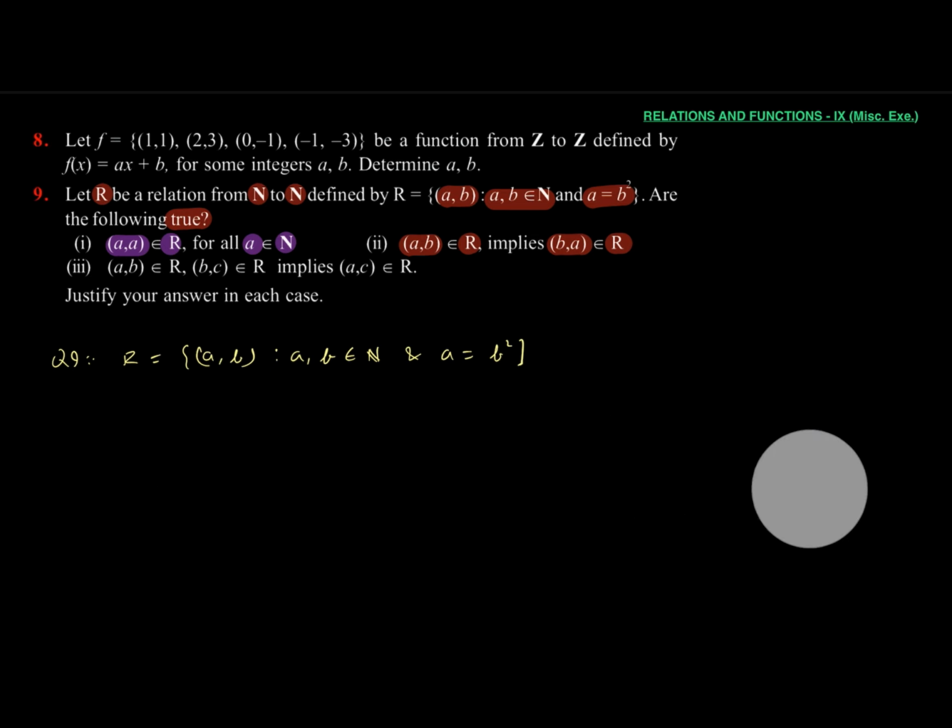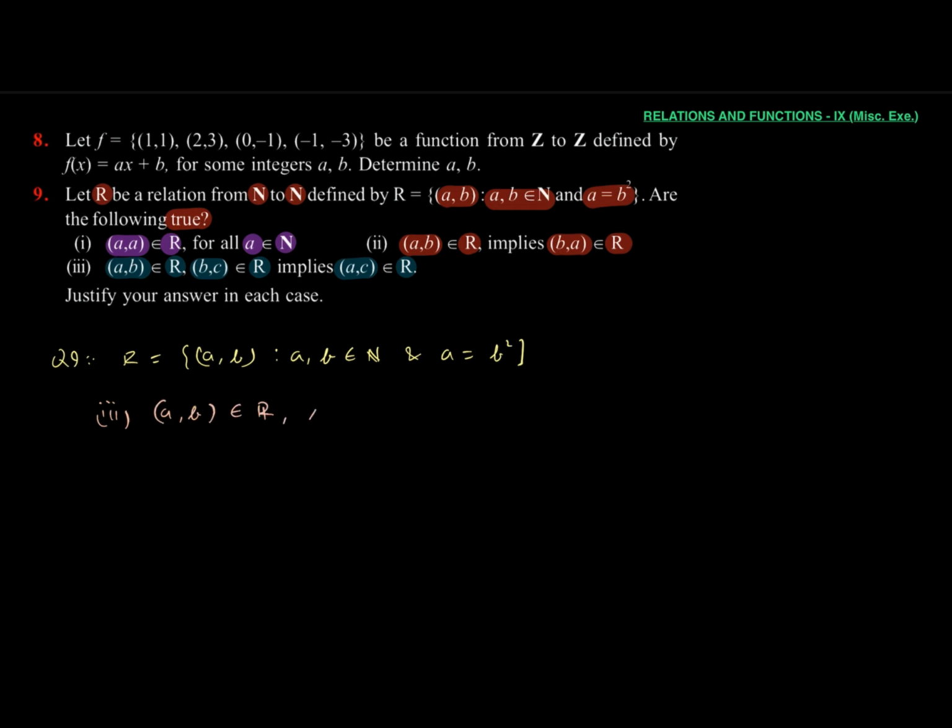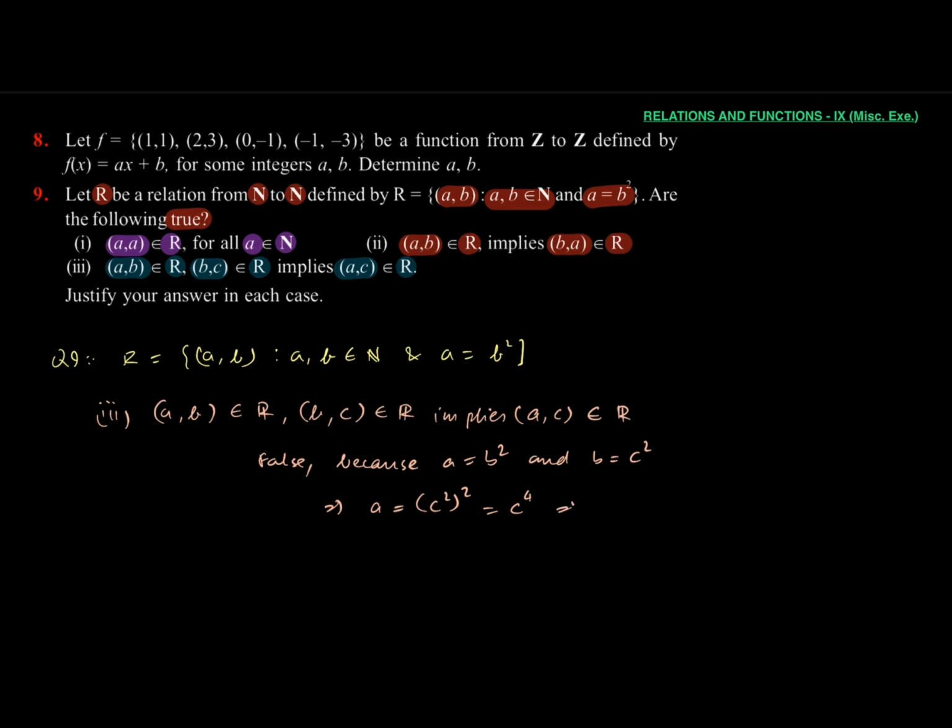Towards part number third, a comma b belongs to R, b comma c belongs to R implies that a comma c belongs to R. So this is part number 3. a comma b belongs to R, b comma c belongs to R implies that a comma c also belongs to R. So this again is false, because a is equal to b squared and b is equal to c squared implies that a is equal to c squared whole squared is equal to c to the power 4, which implies that a is not equal to c squared. Hence, it is not a relation.